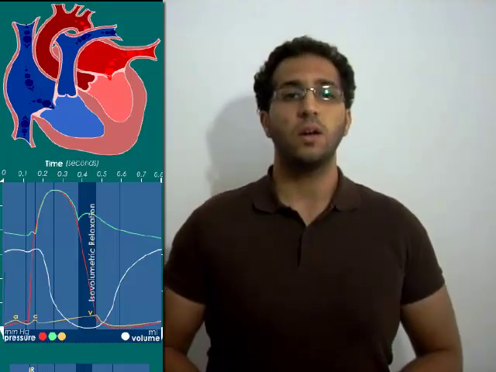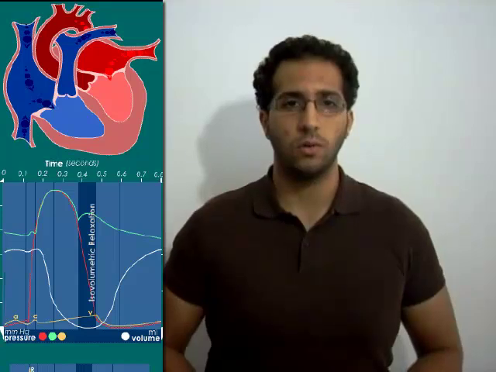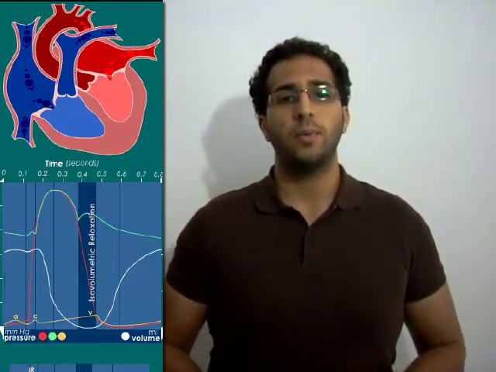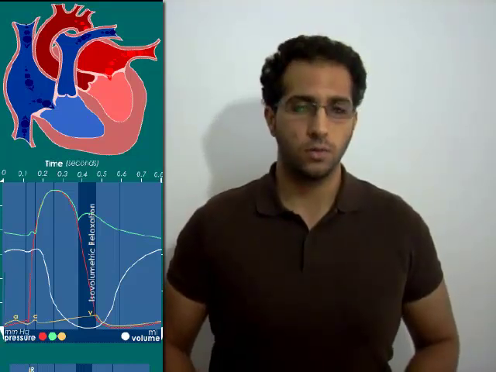The fifth phase we're talking about in the cardiac cycle is the isovolumetric relaxation. It is also called the beginning of the diastole. For the heart, at the beginning of this phase, the atrioventricular valves are closed.